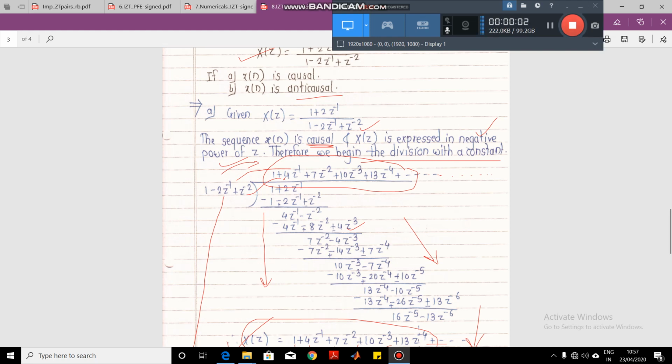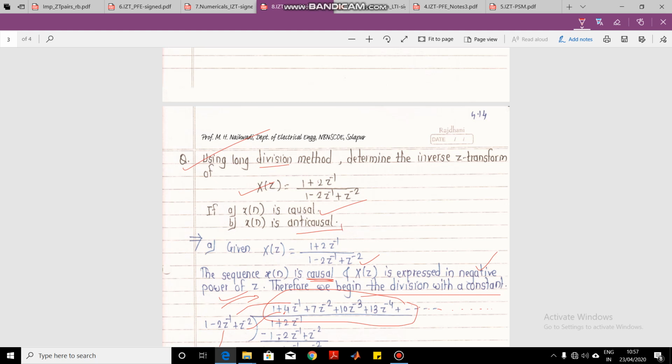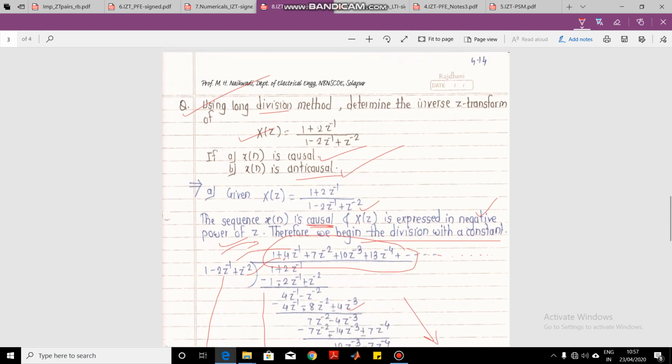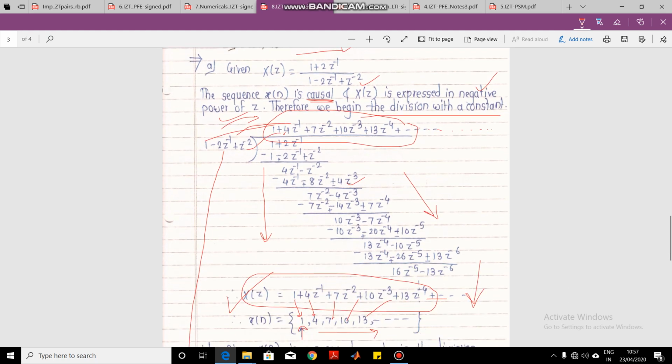In the previous lecture, we were discussing the long division method. Depending upon the type of signal given, whether it is causal, non-causal or anti-causal, we have to decide where to start our division. When it is a causal signal, we start the division with the constant. We take the constant on the leftmost side and go on dividing, and whatever signal we get has to be in the negative powers of z.